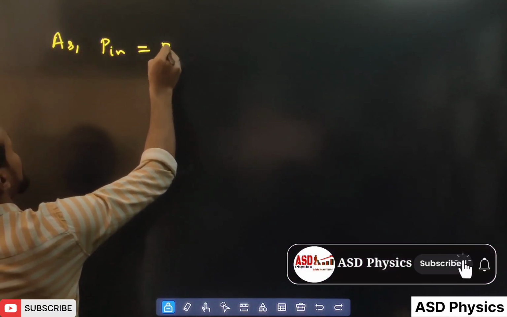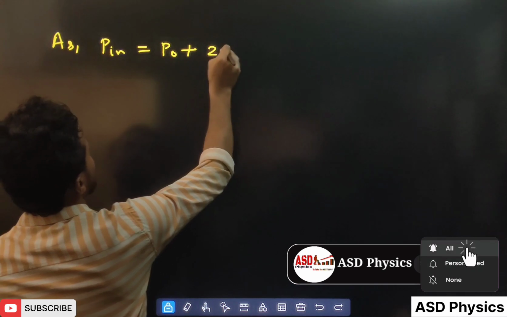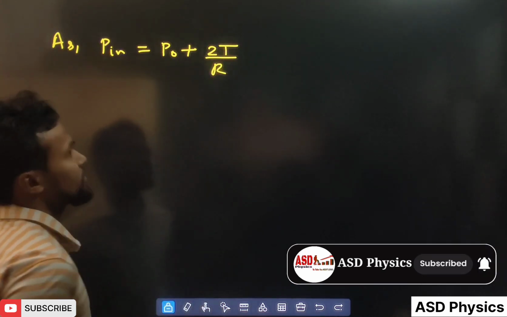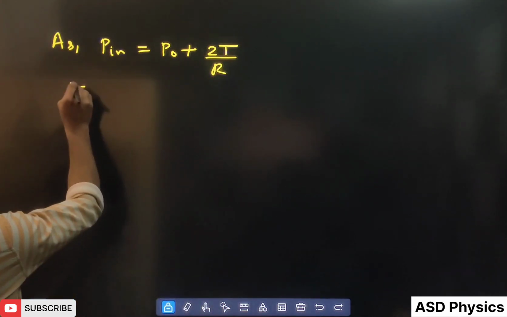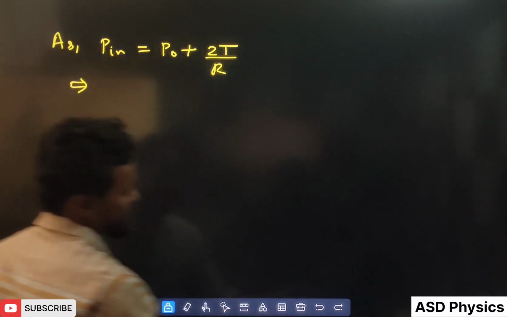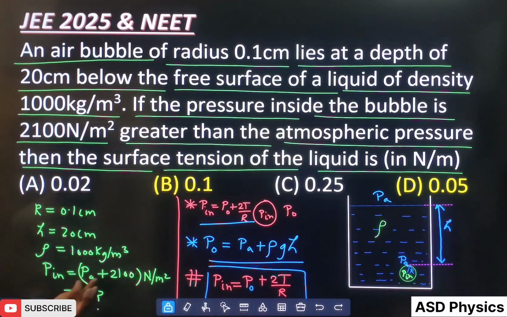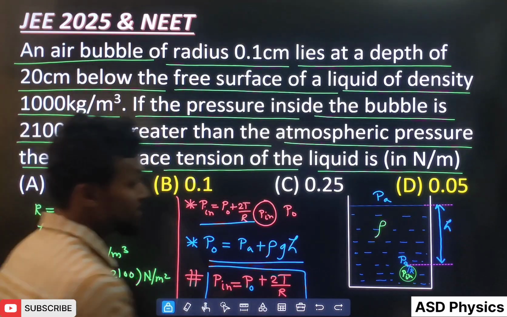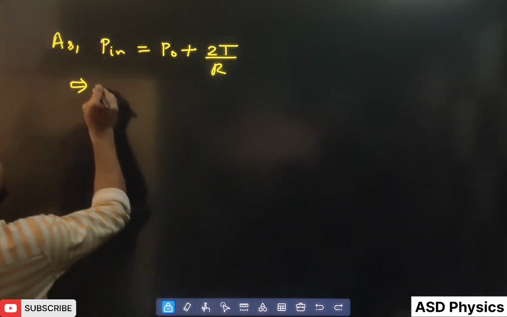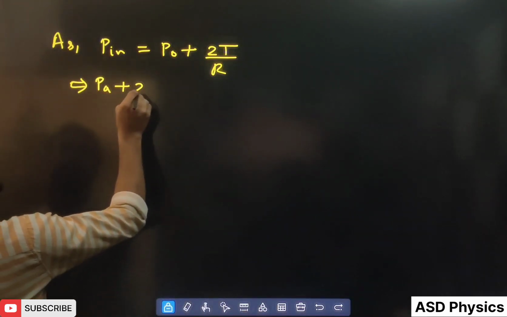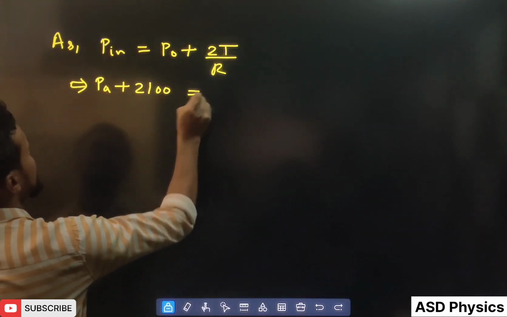I will go to the next page and write here. Again, P in is equal to P naught plus 2T by R for one free surface. Now the inside pressure is how much? The inside pressure is PA plus 2100. This one we have got here.